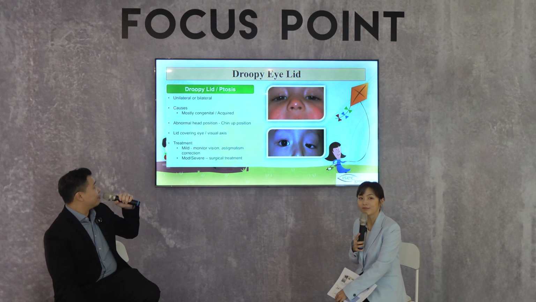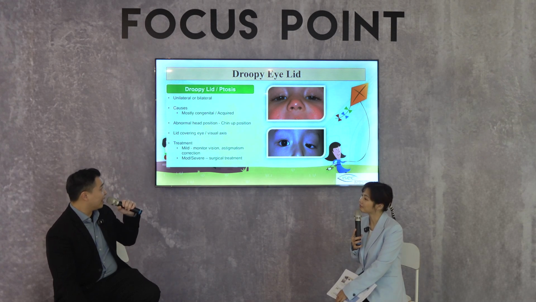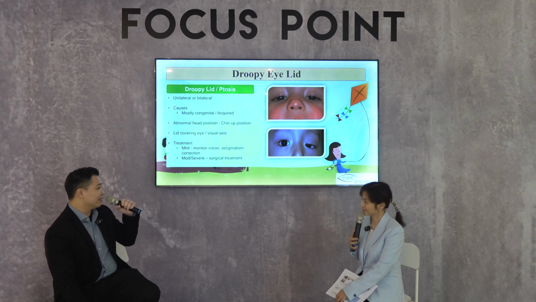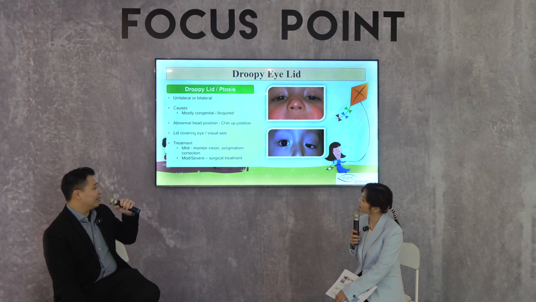Okay, so for droopy eyelid, it can affect one eye or both eyes, but most of the time in children it is due to congenital cause. They are born with it, with a poor development of their elevator muscles. But sometimes it can be caused by injury, also eye infection. Most of the time, patients with droopy eyelid would have abnormal head position, whereby they have to lift their head in order to see better.